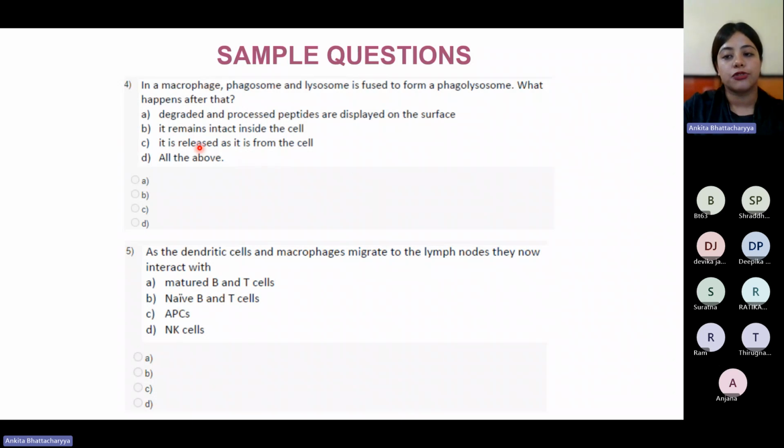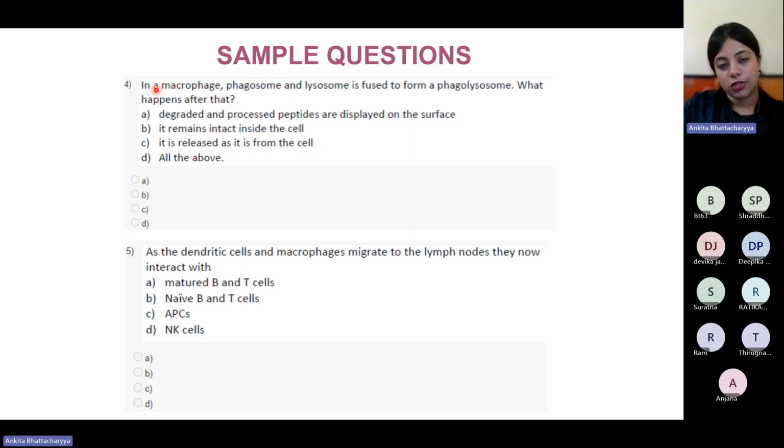Then question 4 is that in a macrophage, the phagosome and lysosome are fused to form a phagolysosome. What happens after that? This is something we had discussed in the previous week, not today, but anyway, it's an overall part of the course itself. So once phagolysosome formation has occurred, what happens next? It is degraded and processed peptides are displayed on the surface. It remains intact inside the cell. It is released as it is from the cell. Or all of the above.